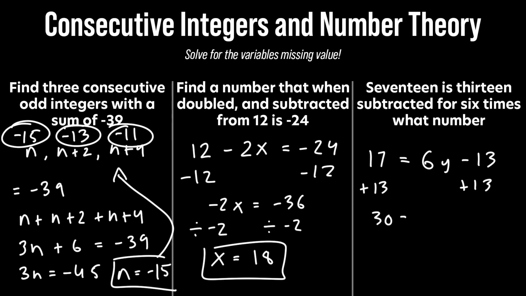And we get 30 is equal to 6y. And to isolate y, let's divide both sides by 6. And we're going to get y is equal to 30 divided by 6, which is 5. So that's our answer.